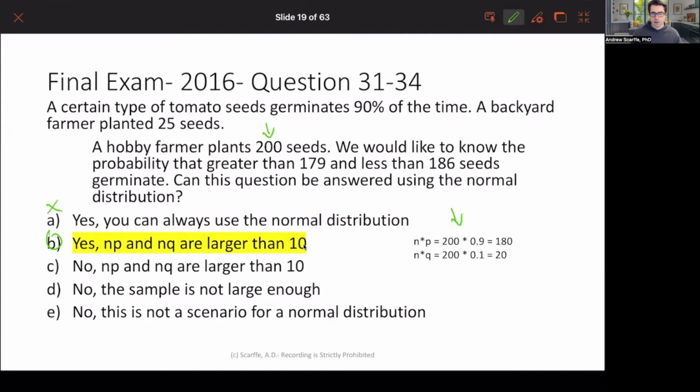C is factually incorrect because n times p are larger than 10. This is actually a condition that you need for the normal distribution. A sample size of 200 is generally large enough. So in this case, this is also not the right answer. And E, if you could find a reason why E would be appropriate. So if n times p and n times q weren't greater than or equal to 10, perhaps this would be a situation where you cannot use a normal distribution. But of course, that's not the case. So again, this is also wrong. So B is the most right answer in this case.